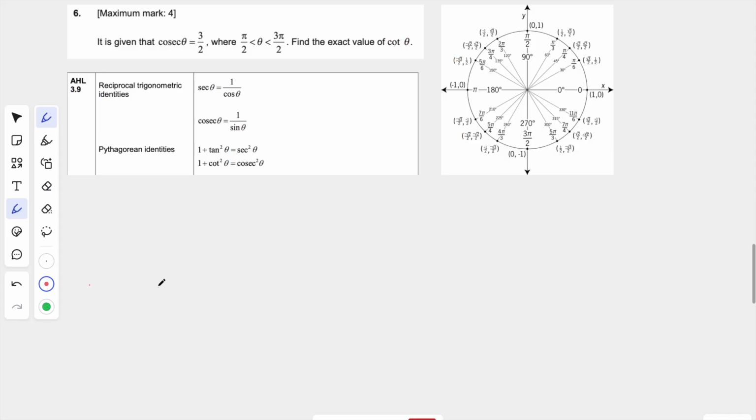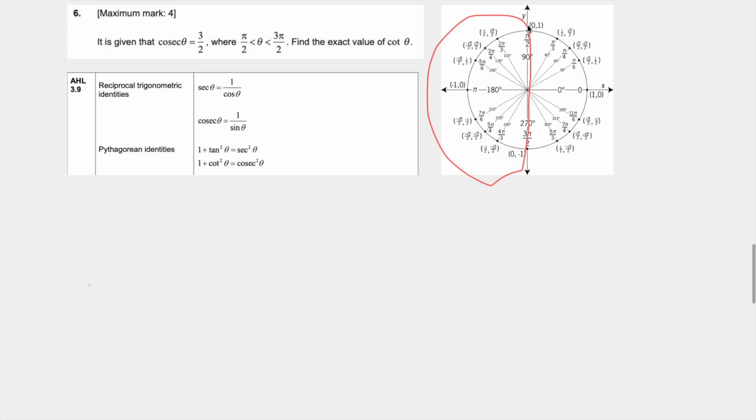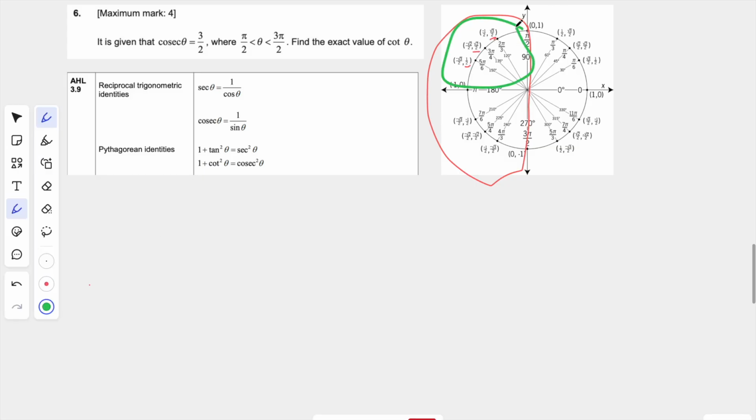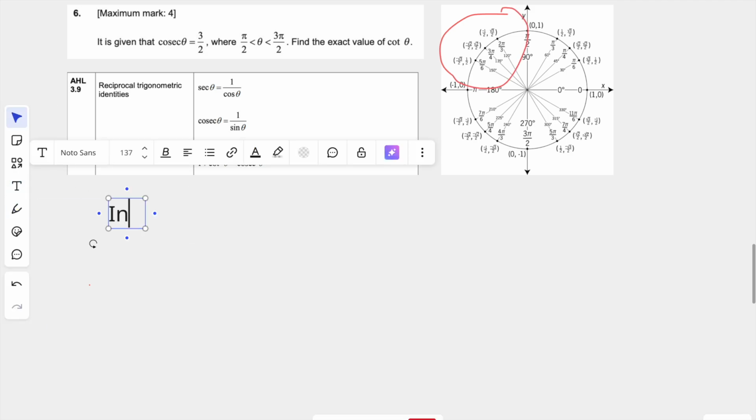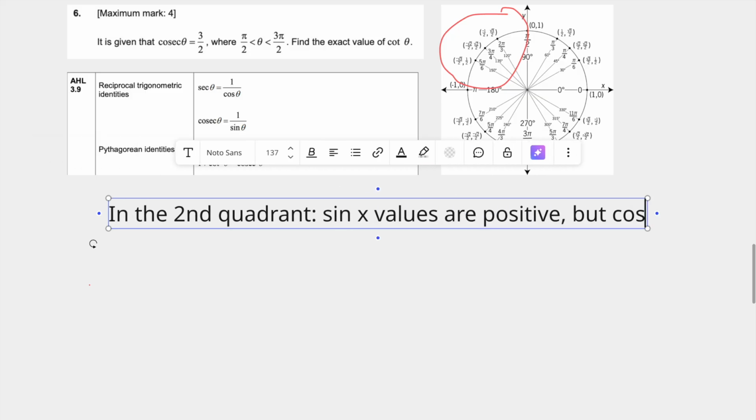Question 6 continues with using trigonometric identities, this time more complicated ones. We are given that cosec theta equals 3 over 2 over the domain pi over 2 to 3 pi over 2, and we have to compute the exact value of cotangent theta. Recall that cosecant theta is the equivalent of 1 over sine theta, and since its value is positive, it suggests that sine theta's value is also positive. As the domain only covers pi over 2 to 3 pi over 2, sine values are only positive in the second quadrant, which means our focus should be on the second quadrant only. In the second quadrant, the sine values are positive, but the cosine values are negative.